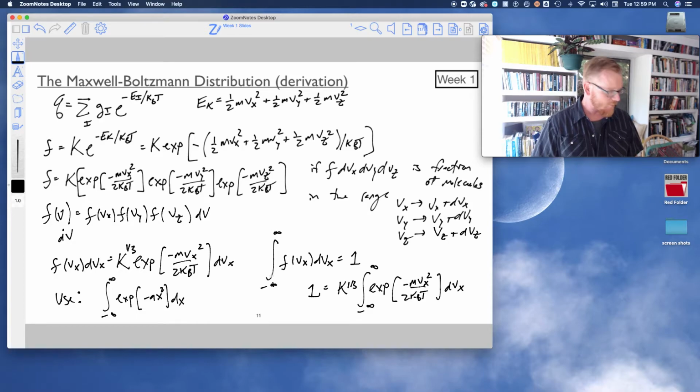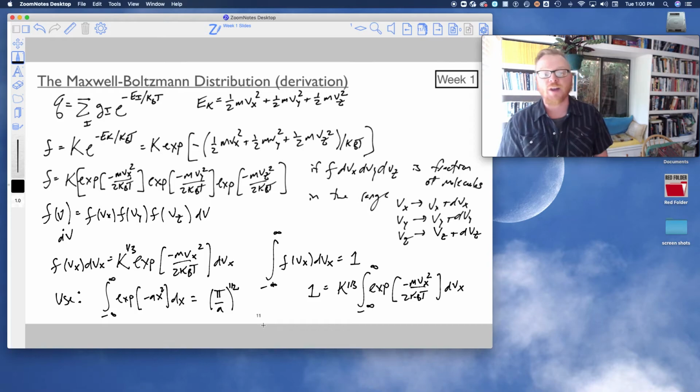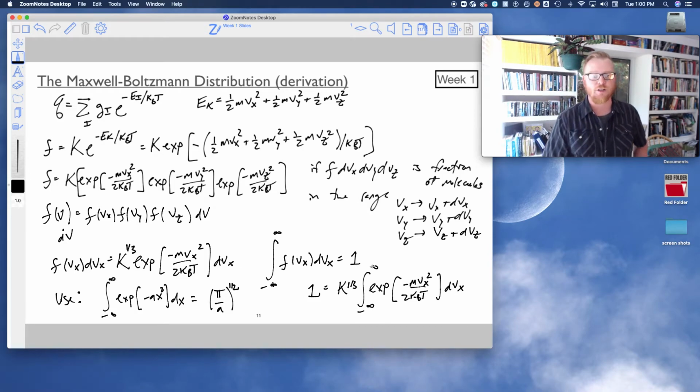Then this has a very simple form, and so the solution to this integral is pi over the constant a to the 1/2, so the square root. So now we can very simply solve this integral by just substituting what we have for a, and I'll go ahead and do that on the next slide. So keep that in mind.